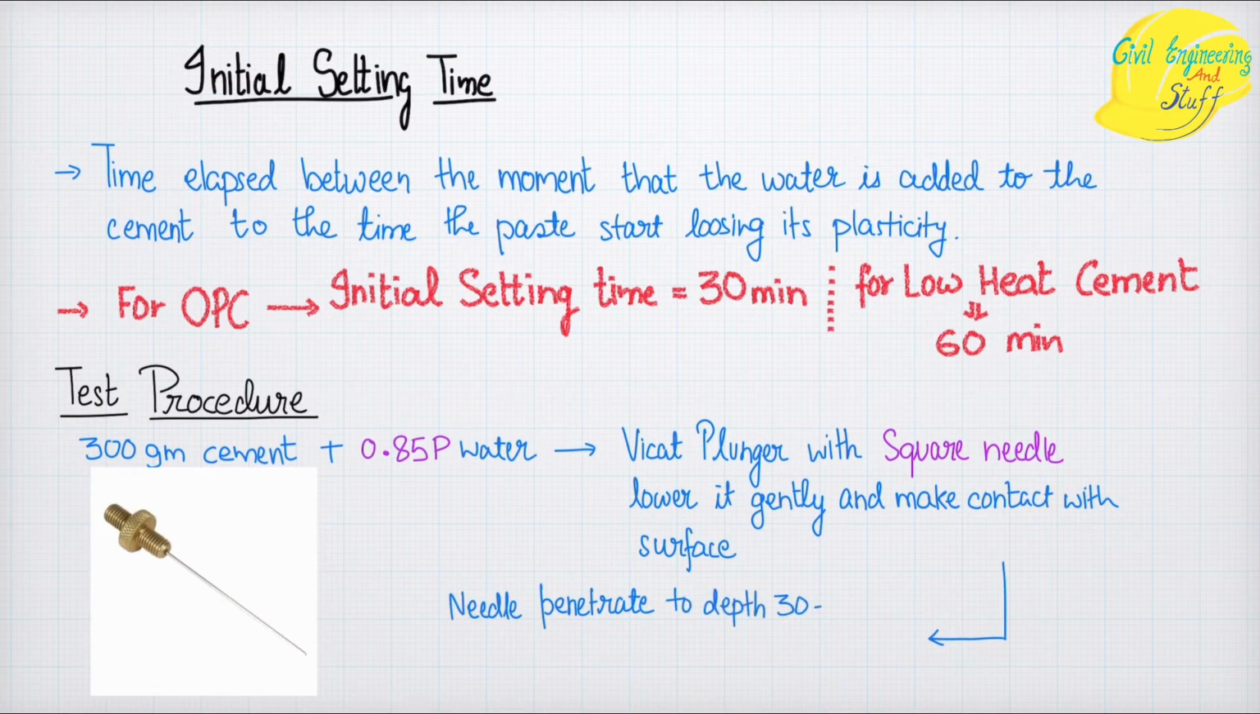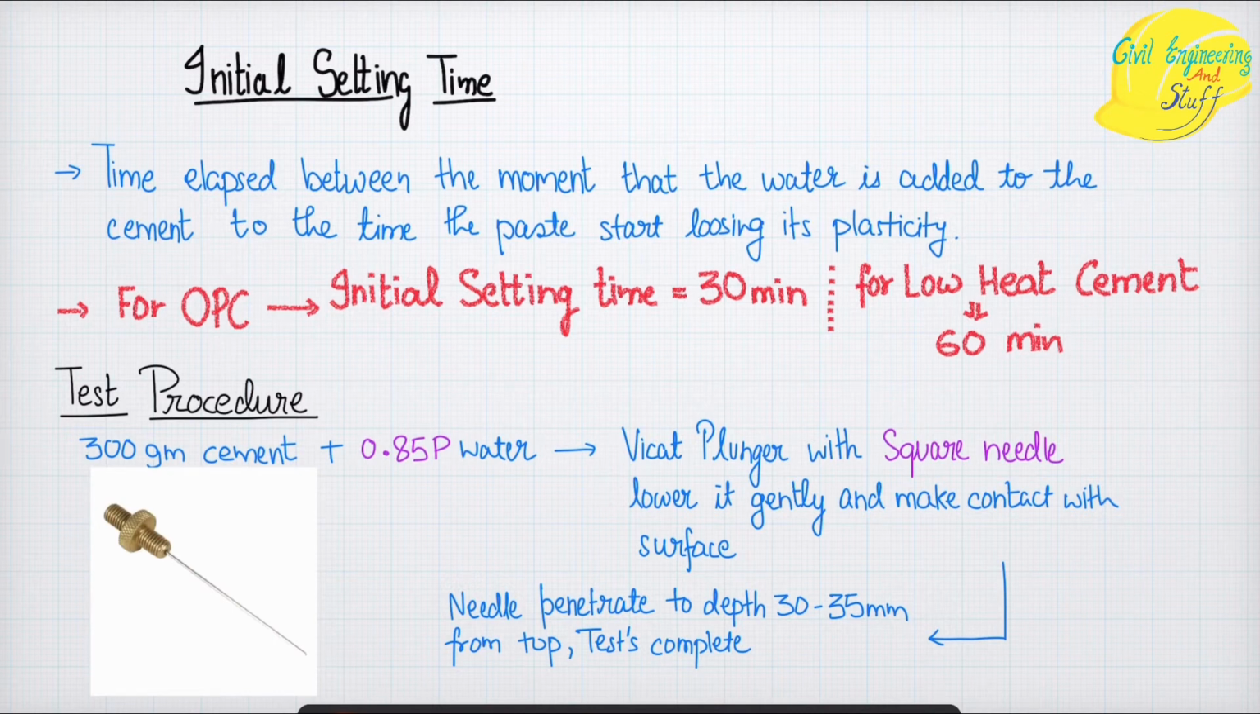So the needle penetrates to a depth of 30 to 35 mm from the top, and the test is said to be complete. So when we achieve a penetration of 30 to 35 mm, the test is said to be complete.